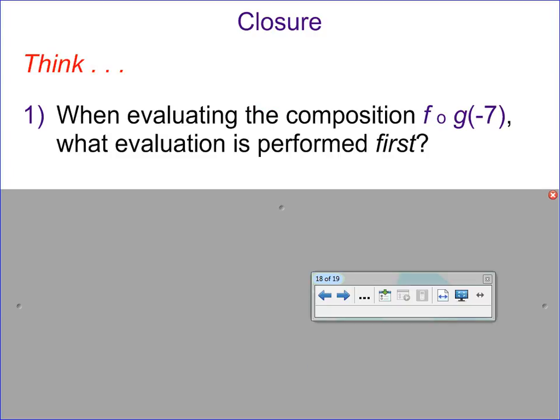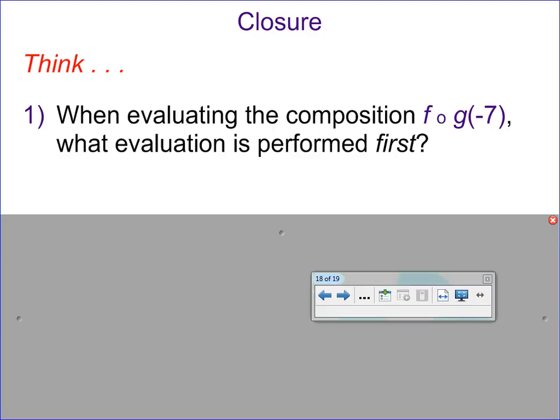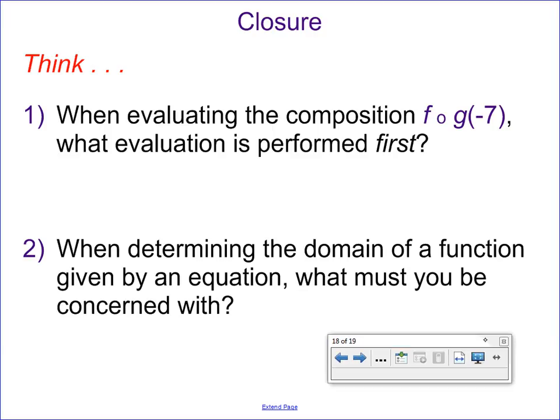All right, but first, let's go ahead and perform our closure. When evaluating the composition f of g of -7, what evaluation is performed first? Don't say out loud. Go ahead and write down. And when determining the domain of a function given by an equation, what must you be concerned with? So far, we're concerned about 2 different things when we're talking about operations with real numbers. And I'll be asking you to share with the whole class. So what do we do first for that composition? And then what are we concerned with when we talk about domain?